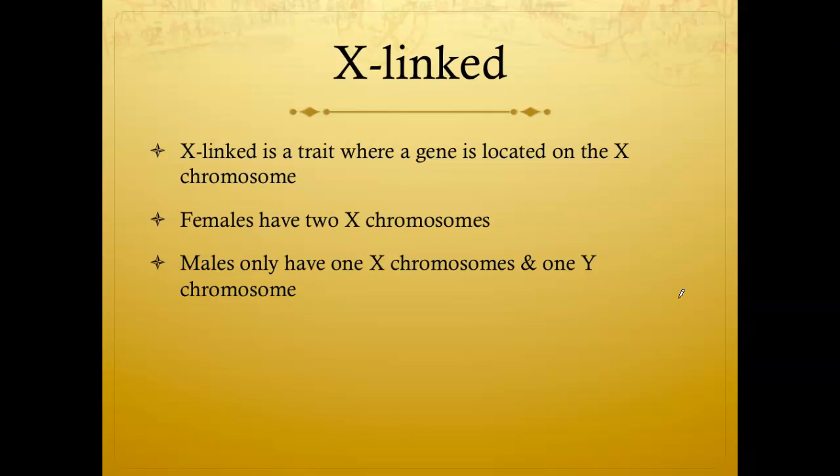Let's look at something now called X-linked. X-linked has to do with a trait, with a gene that is going to be located on the X chromosome. So females have 2 X chromosomes and males only have 1 X chromosome. So diseases that are linked to the X chromosome are more likely to affect men because they only have 1 X chromosome, 1 allele, and that one is going to be fully expressed.